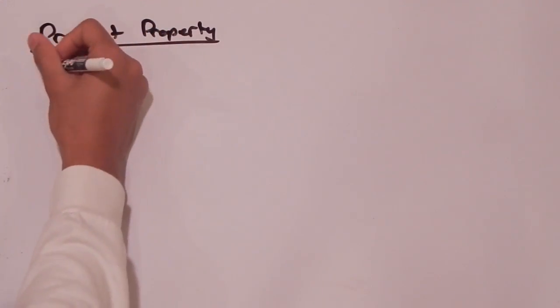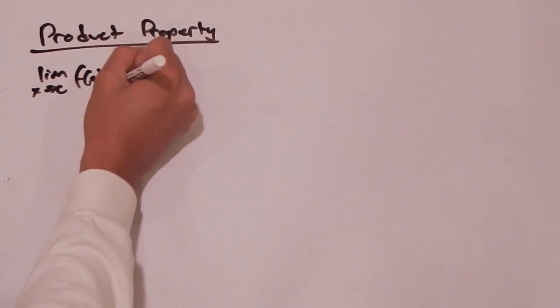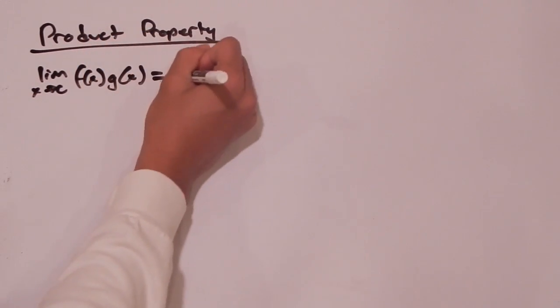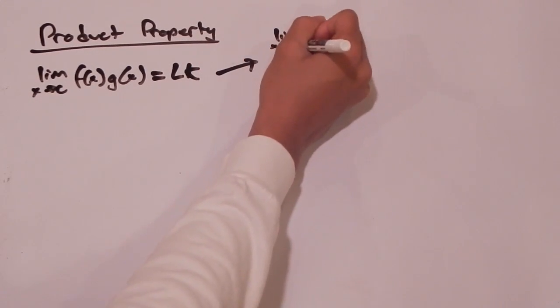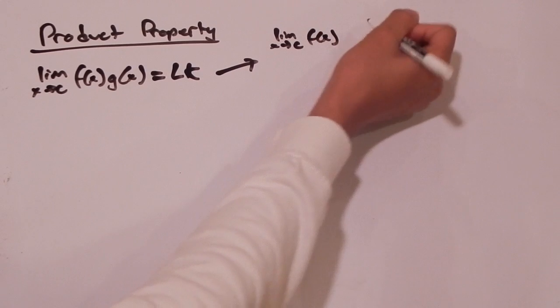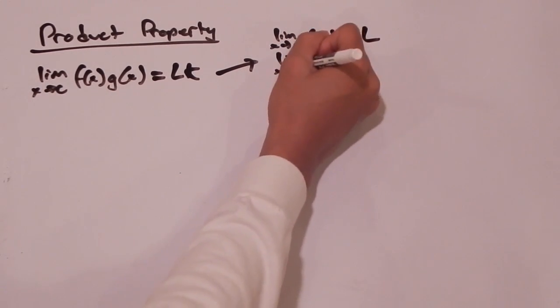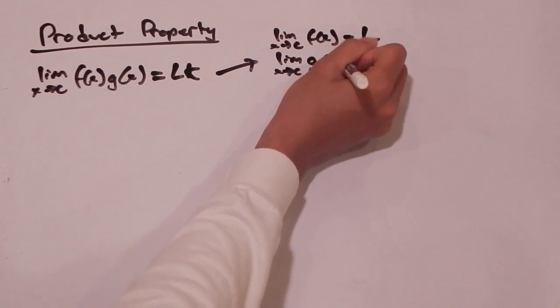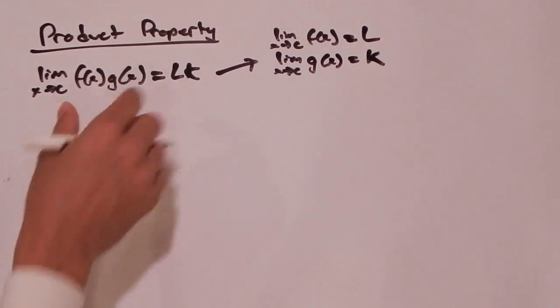And this is that the limit as x goes to c of f of x times g of x is equal to Lk. This is when the limit as x goes to c of f of x is equal to L, and the limit as x goes to c of g of x is equal to k. And this proof is kind of roundabout. It's not going to seem obvious what we're doing at first, but if you just follow through, you'll see how it proves this property right here.